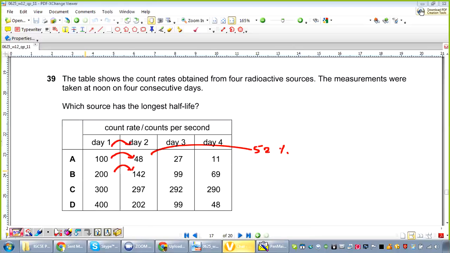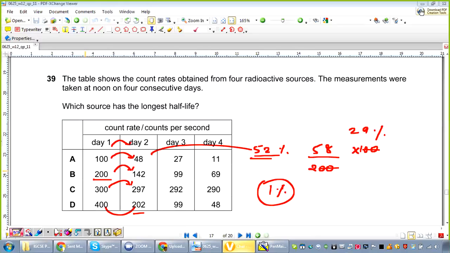Here you see how much is the percentage change. 58 over 200, no. Okay, 142. So this difference is how much? 58 upon 200. Correct? This is nearly 29%. This is nearly 52%. This change, if you see how much it is, it's 1%. Here the change is nearly 50%. Correct? 400 becomes 200 almost. So where the difference is minimum, C, this is having the maximum half-life.